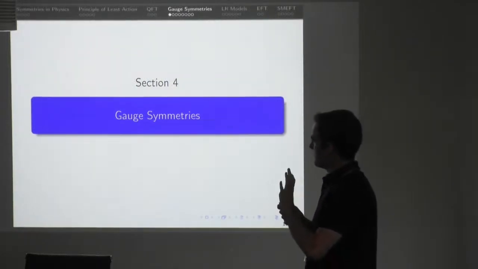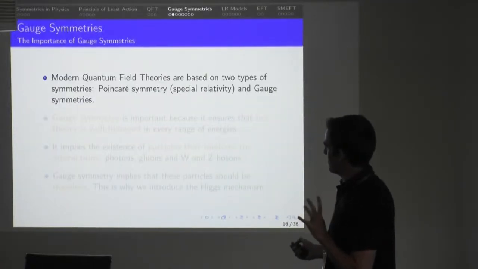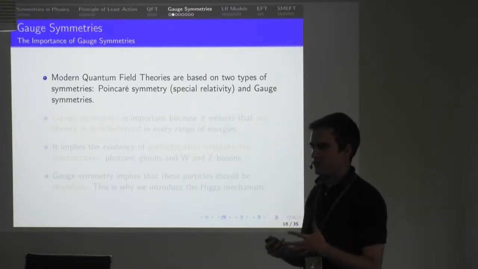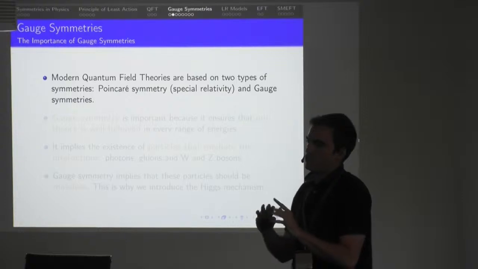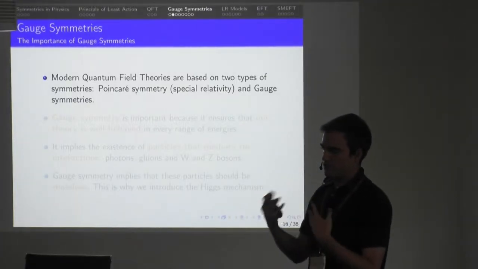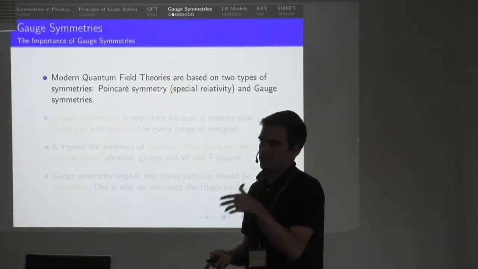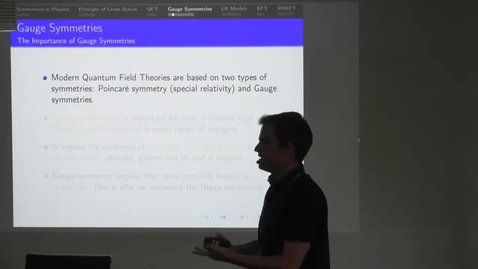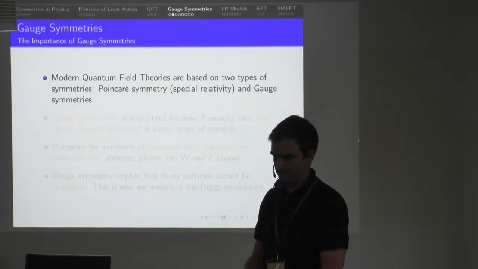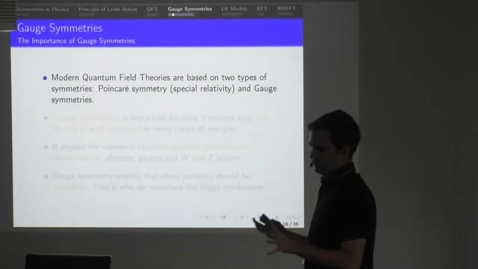And now let's talk about gauge symmetries. Modern quantum field theories are based on 2 types of symmetries. One of them is the Poincare symmetry, which is the one associated to special relativity. If I want my theory to describe the interactions of fast-moving particles, like for example protons in the LHC, I need this theory to be consistent with the principles of special relativity. So we need the theory to satisfy the Poincare symmetry, that's all.